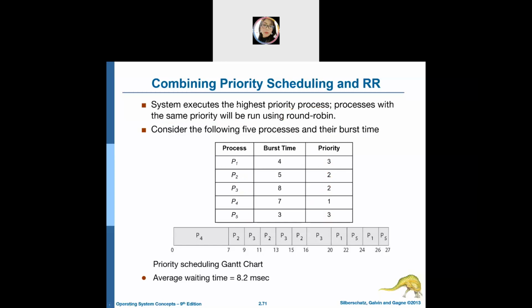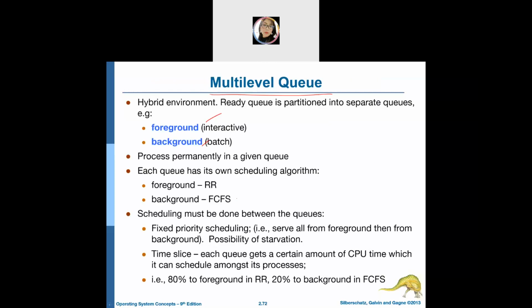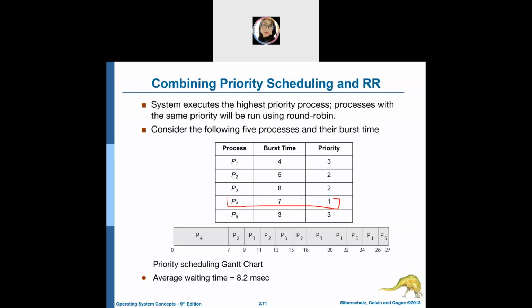So let's see one by one. For priority 1, there is no same priority, so we can directly tag this to be the first process. So here our P4 will be doing first, all together. The burst time is 7, 0 until 7. After that, you can see you are having 2 and 2 here, which you are going to do the round robin.